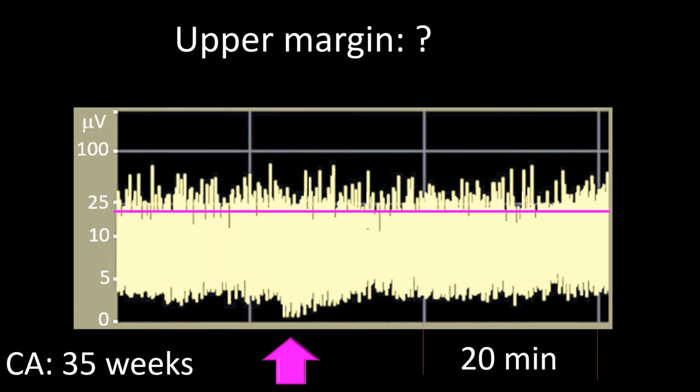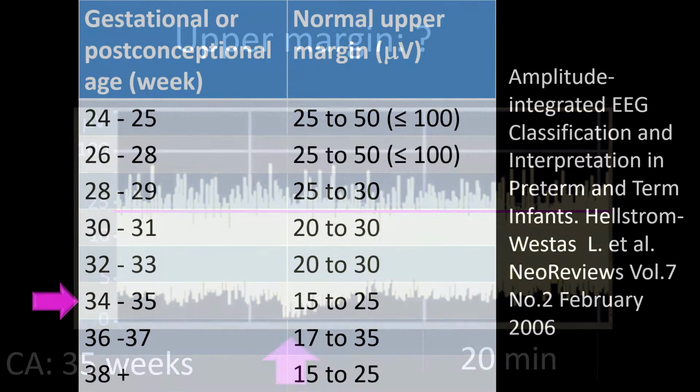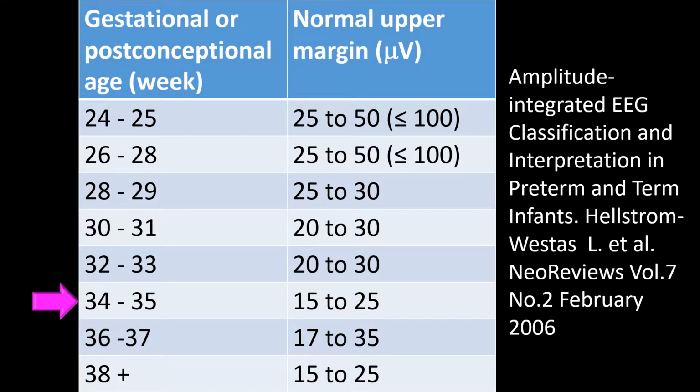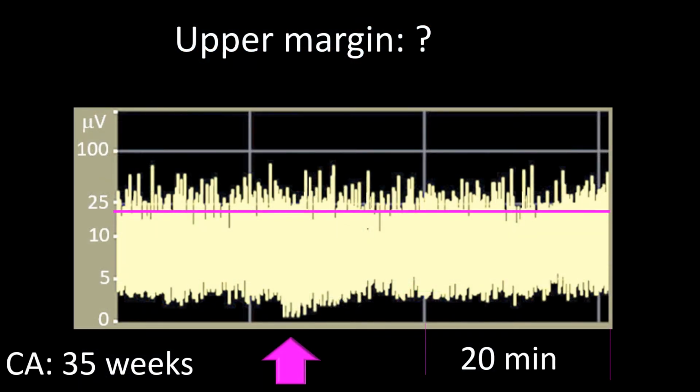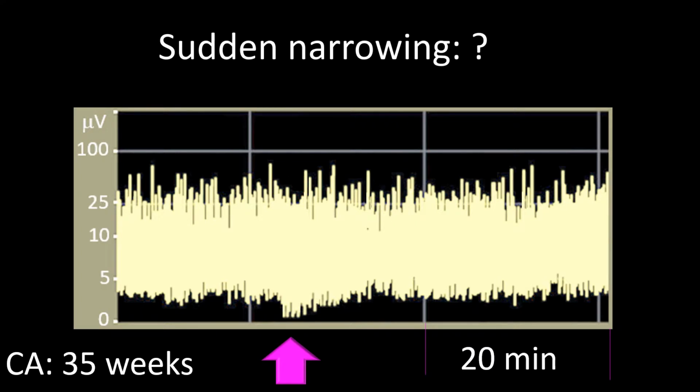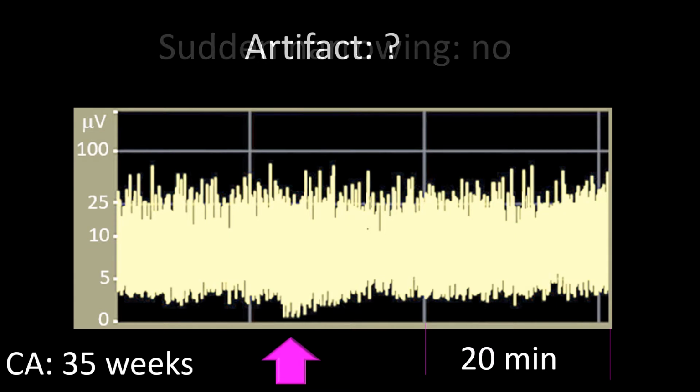The upper margin is just about 25 microvolts, which for a 35-week conceptual age is within normal limits. Hence, the upper margin is normal. Next, we consider sudden narrowing. As you can see, they are not present. Then the question is artifact.